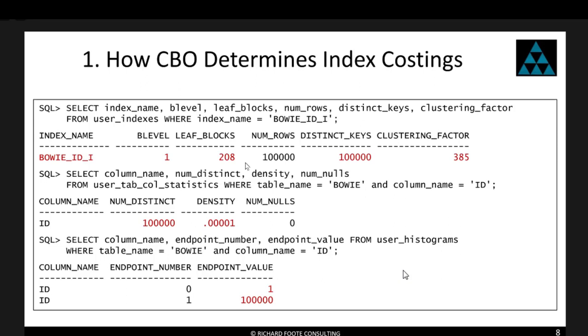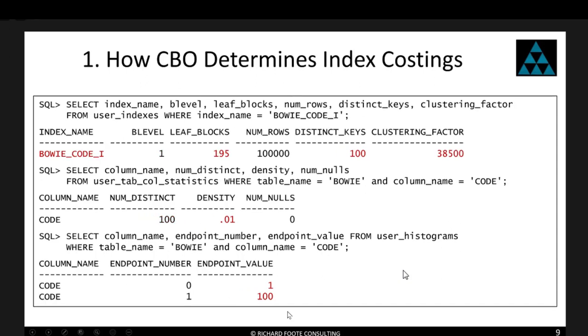I also have a number of distinct keys, the density, which indirectly gets used, and then the minimum and maximum values of each and every column. So this is my second index on the code. And just note with my code, I have a much worse clustering factor. This is nowhere near the number of blocks in the table. And I would call this what I'd typically call an average or a poor clustering factor.